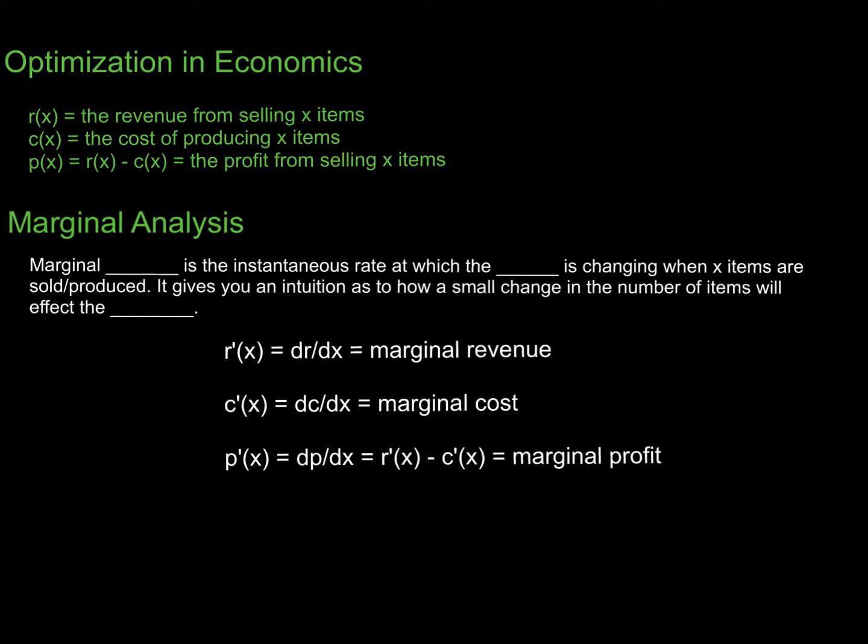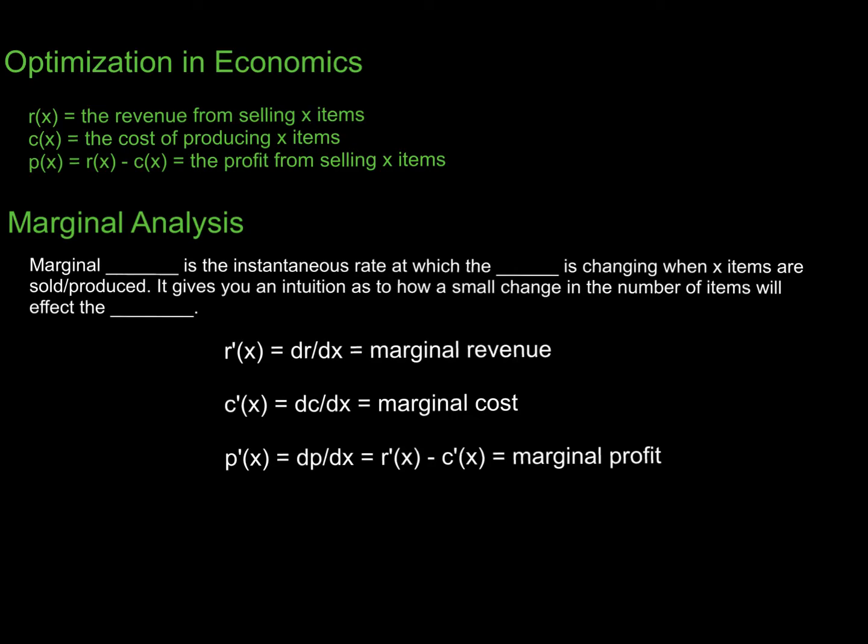And so when you're looking at this particular value, let's say you have R'(100), so you're selling 100 items. The derivative at that point is telling you how much your revenue is changing at that instant when you're selling 100 items. And that gives you an idea of what would happen to your revenue if you were to sell 101 items or 102 items. So let's just take a quick example.